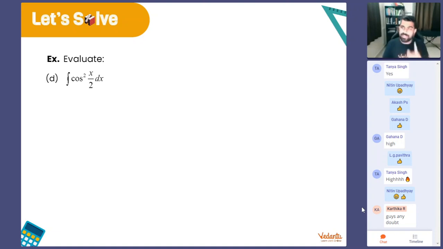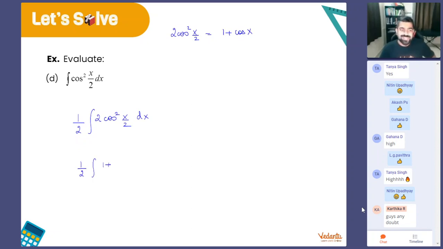So how do we solve this question? So here, for cos square, directly there's no formula. But I can simplify it. So I'm going to multiply by 2 and divide by 2. So when I multiply by 2, it becomes 2 cos square x by 2. What is 2 cos square x by 2 by trigonometry? It can be written as 1 plus cos x. Got it? So it's going to be half integral of 1 plus cos x dx.